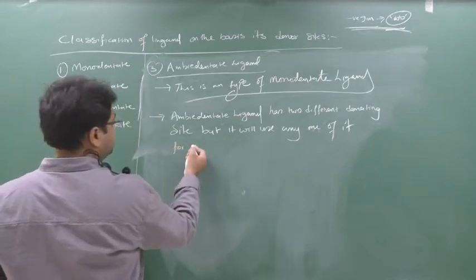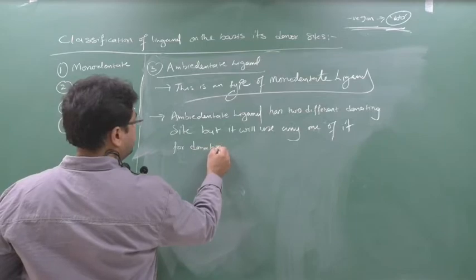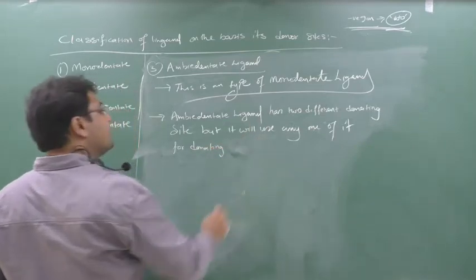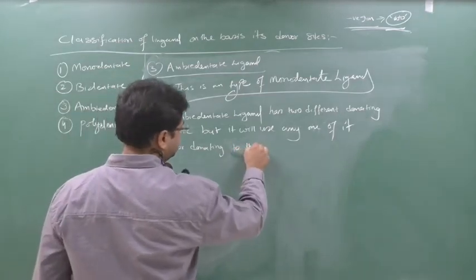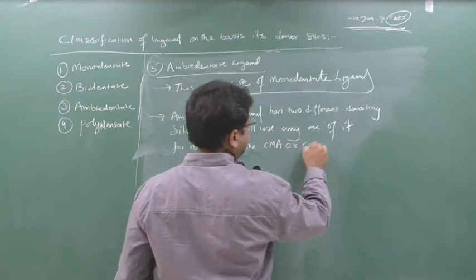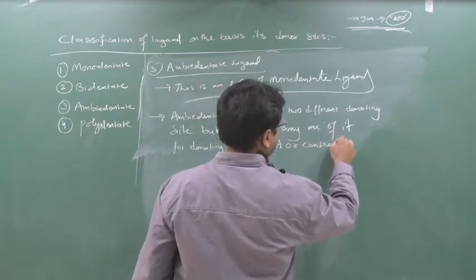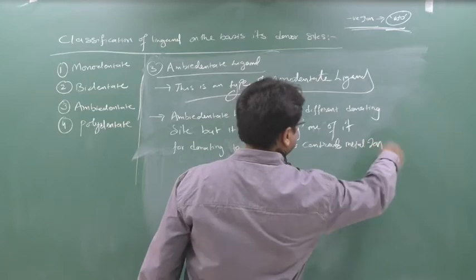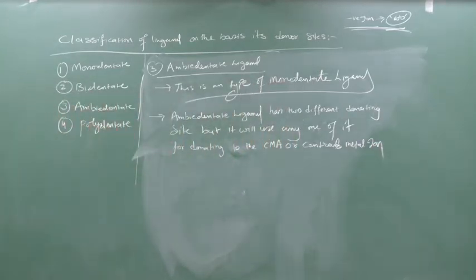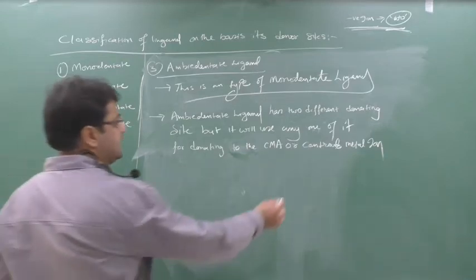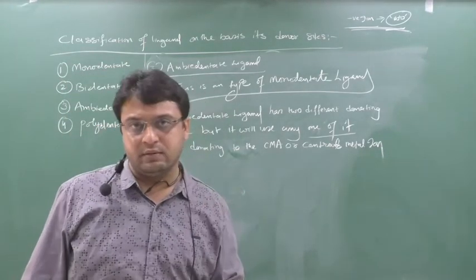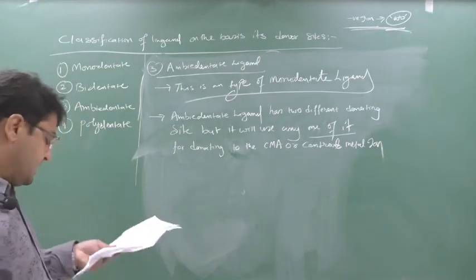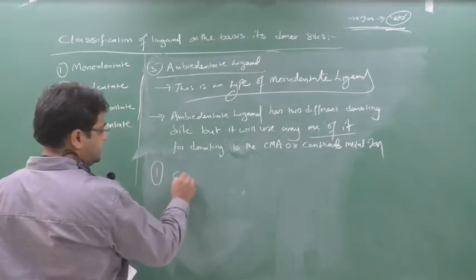For donating a lone pair to the central metal atom or central metal ion. So an ambidentate ligand is a ligand which has two different donating sites, but it will use any one of them. They have two, but at a time they cannot use both. They have to use only one. So this is a special case of a monodentate ligand. The best example is cyanide ion.